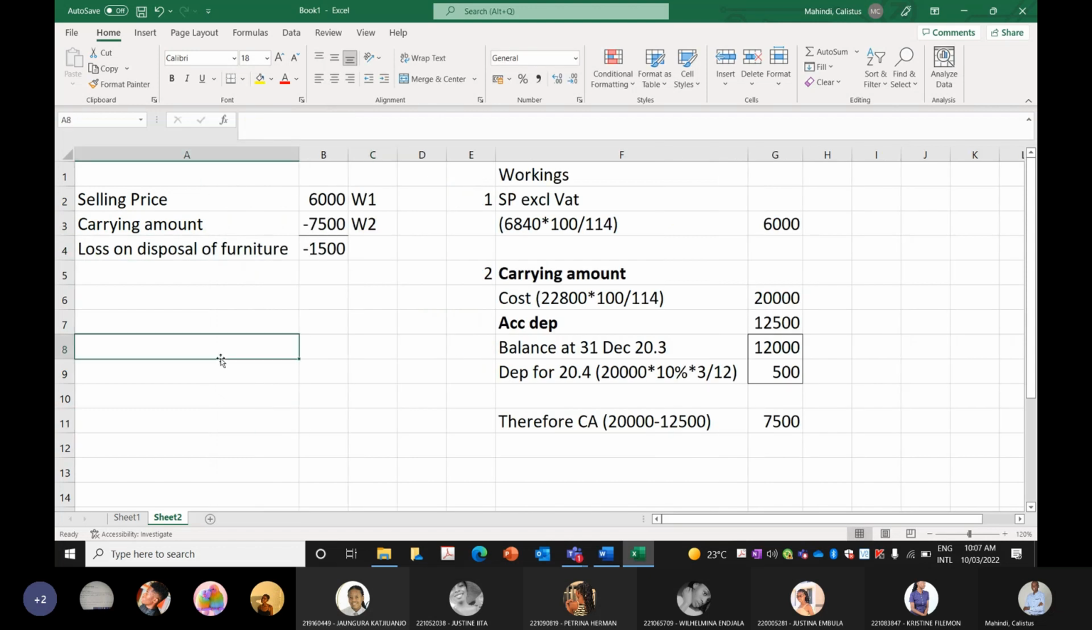Are there any questions? There are no questions. So if the carrying amount was less than 6,000, if the carrying amount was 5,000, for instance, then we would have made a profit on the disposal of furniture. All right. So there we are done with that part.